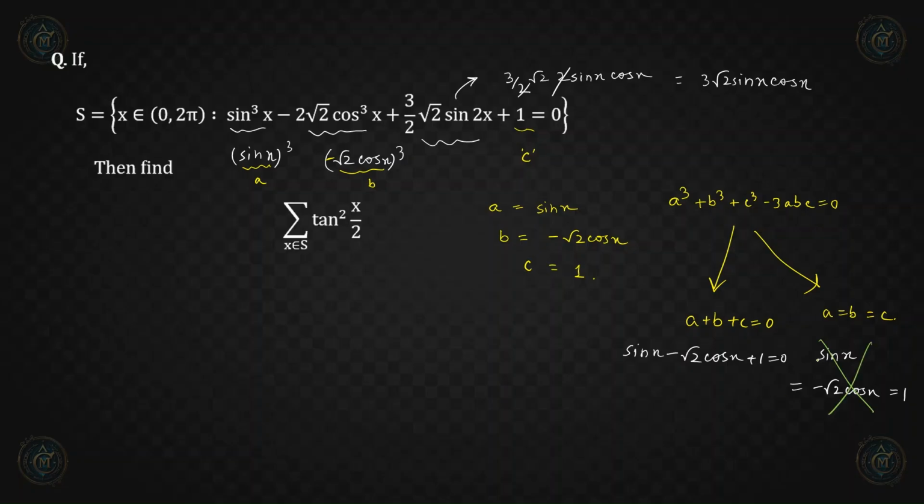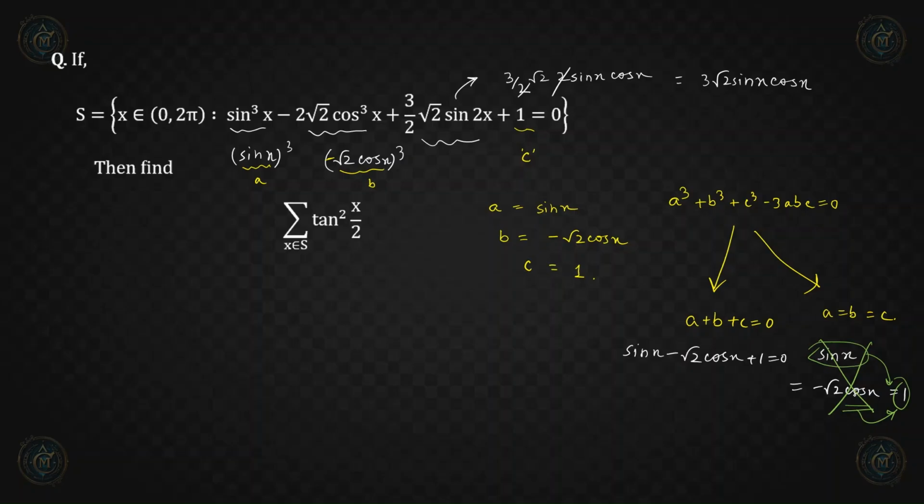Why? Because if I take, let's say, this equality here, sin x equal to 1, then x is pi by 2. But then if x is pi by 2, this thing is not going to happen, because this will be 0 and 0 is not equal to 1. That means for any possible value of x, we don't have these three things equal to each other.